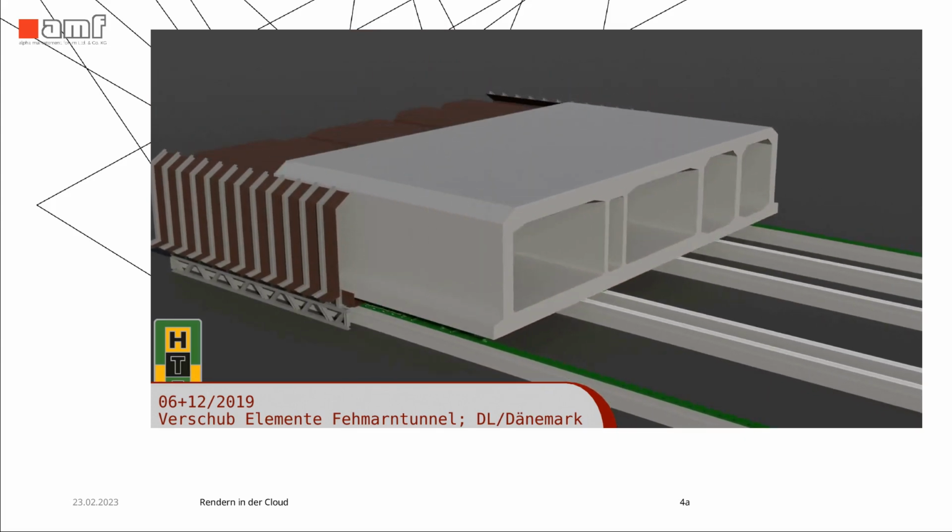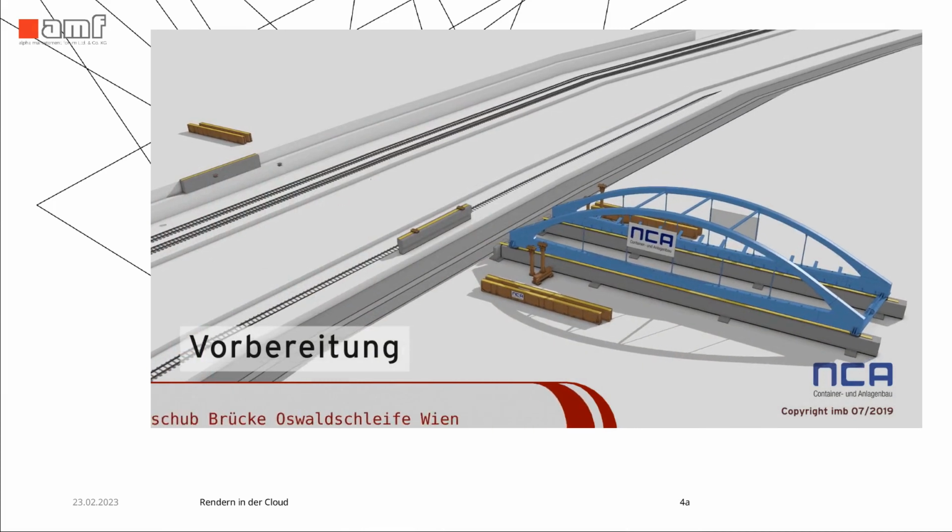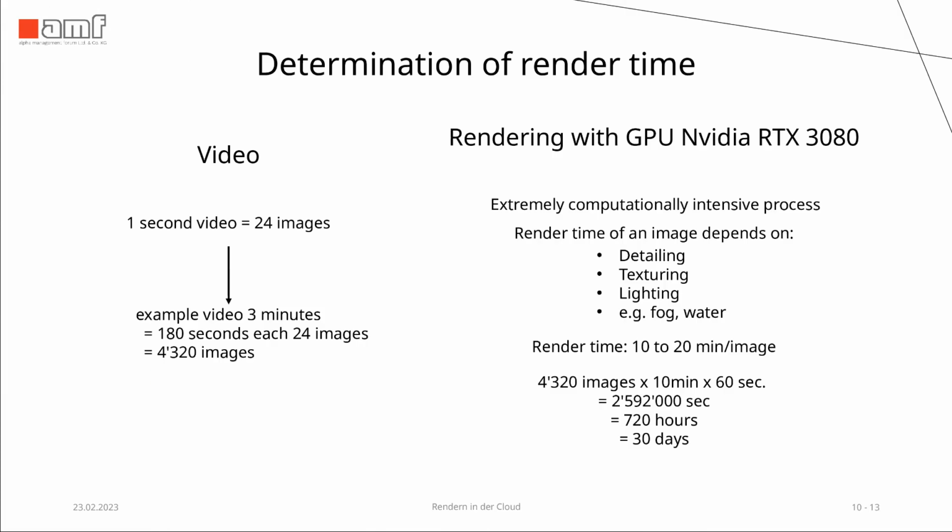So why even is rendering so hard? Basically, to get a smooth video, we need to have 24 images displayed to us every single second. So for a 3-minute video, this would be 4,320 images in total.